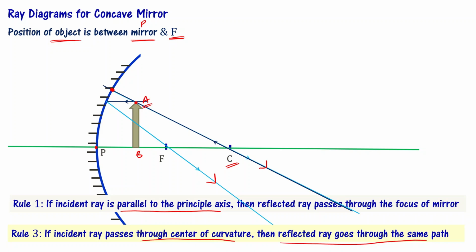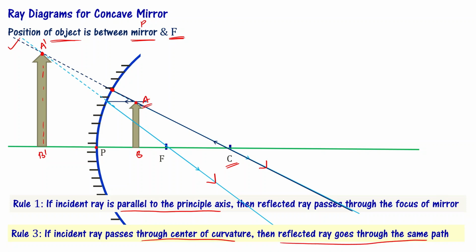Means they must be appearing as if they are coming from behind the mirror, right? For example, if I extend these reflected rays to the back side of the mirror, then they are meeting at this point, right? This is the point where you have A prime. Please note this. From A prime you draw a line perpendicular to the principal axis, and that is called B prime. And let me denote the image here.